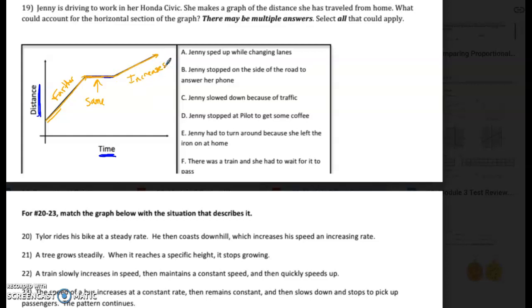Now let's look at our choices. And we need to be careful because there could be multiple answers in this one. A, she sped up. It's not even showing speed. Can't be that. B, she stopped on the side of the road to answer her phone. This could be the time that she stopped to answer the phone. So B is a possibility. C, Jenny slowed down. Again, that's speed. We're not even talking speed.